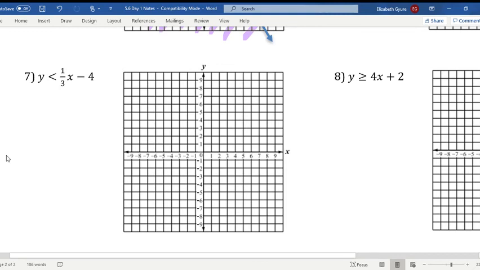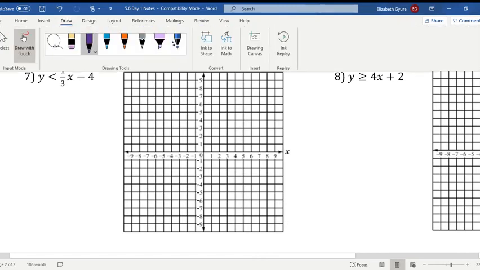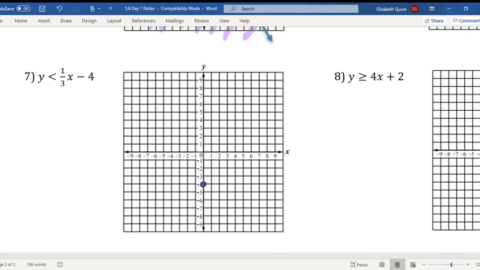Okay. All right, y is less than 1/3 x minus 4. So what is our y-intercept? Aaron, you're here now. Aaron, what's my y-intercept? Negative 4. Yep, so we're going to put a dot at negative 4.